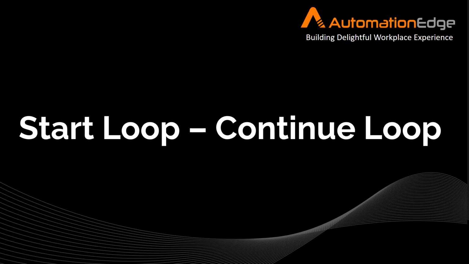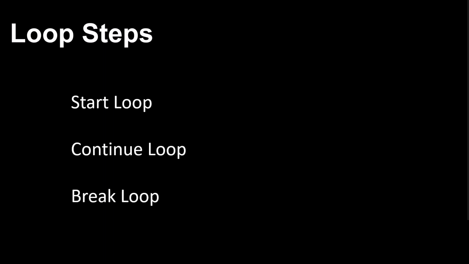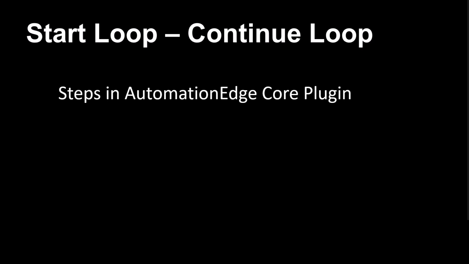Let us begin. The plugin steps for implementing loop in Process Studio workflows include start loop, continue loop, and break loop. In this video, I will talk about start loop and continue loop steps, and I will talk about break loop in my next video. Start loop and continue loop are steps in the AutomationEdge core plugin.